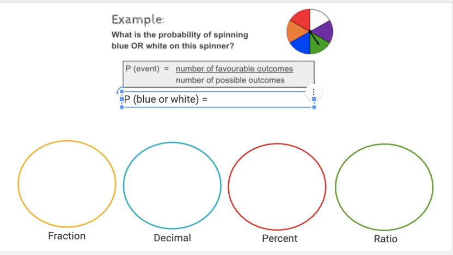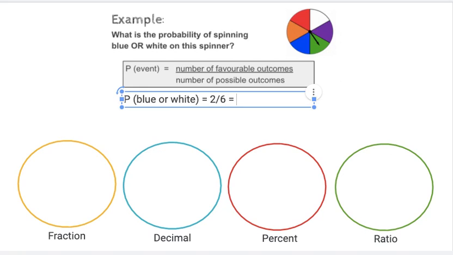Now we count the number of favorable outcomes. If we look at the spinner, we can see that there are 6 sections on the spinner, but how many of them are the outcome that we want? How many are blue or white? Of course, we can see that there are 2 sections that will give us a favorable outcome out of a total of 6 possible outcomes or 6 sections on the spinner. So the probability of spinning blue or white is 2/6.